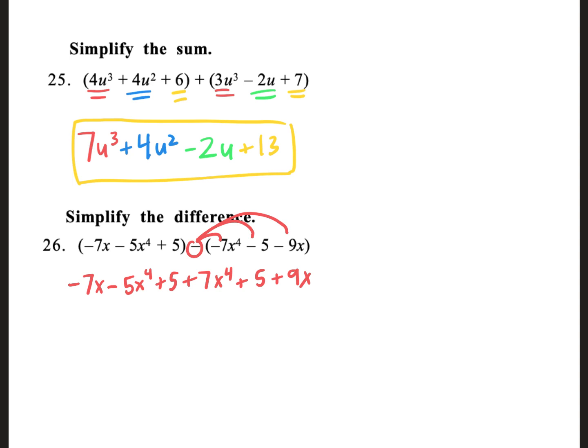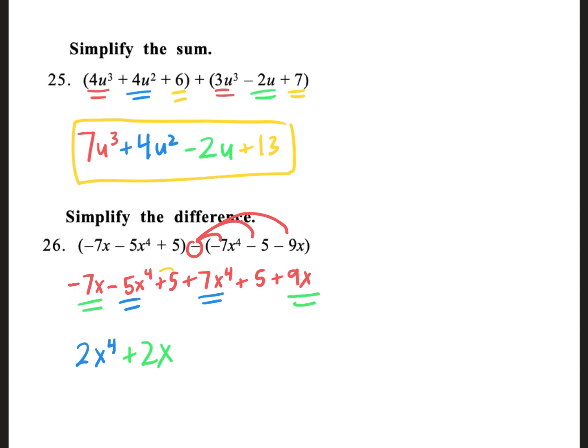I'm going to start with my biggest exponent. So I see negative 5x to the fourth plus 7x to the fourth. When I do 7 minus 5, I get 2x to the fourth. We don't have any x cubes or squareds, but I do notice we have negative 7x plus 9x. If I do 9x minus 7x, 9 minus 7 gives me 2, so we have plus 2x.